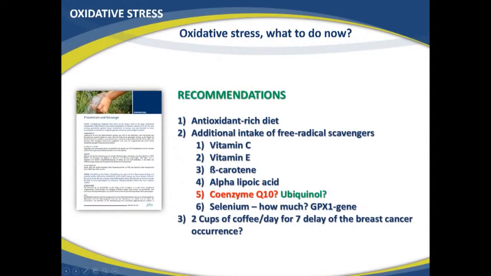And then also 2 cups of coffee per day. Coffee has a lot of antioxidants, and science has shown that women who drink 2 or more cups of coffee and have a certain genetic variation do benefit from a delayed occurrence of breast cancer. And this is 7 years later on average. So really some women do really benefit from coffee drinking, while others do not.